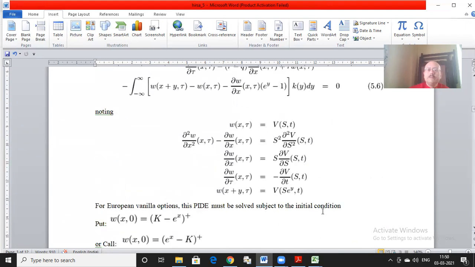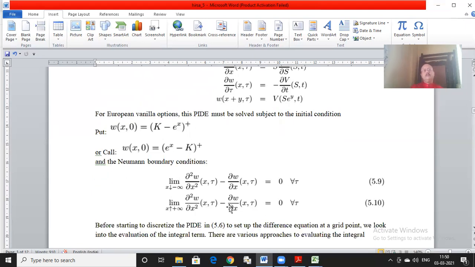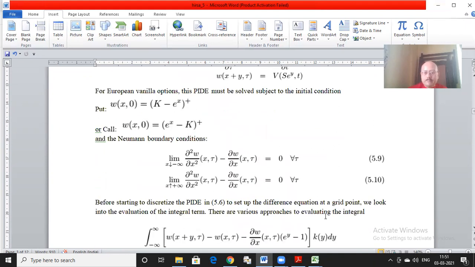So we have our new equation 5.6. We have these contracts to talk about. And we are going to use the Neumann boundary conditions, which will now look like 5.9 and 5.10. Of course, there will also be an initial condition, but that is easy to write. Before we start discretizing 5.6, because that's what we do, we transform a differential equation into a difference equation, as I said, we have to take care of the integral first. So we look into the evaluation of the integral term, because that is the additional complication we are facing now.